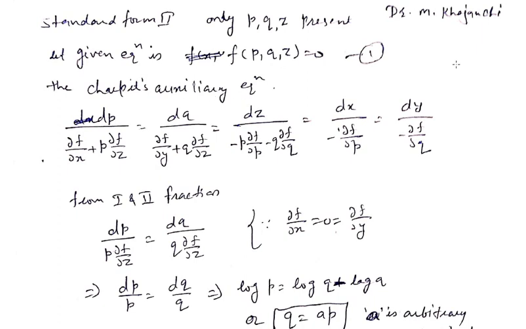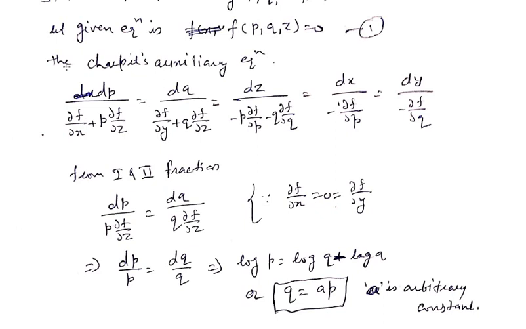If x and y are present, then to apply this method we first have to eliminate x and y, or use some transformation. So in this method, first we write the Charpit auxiliary equation. To learn how it works, first we write the Charpit auxiliary equation.